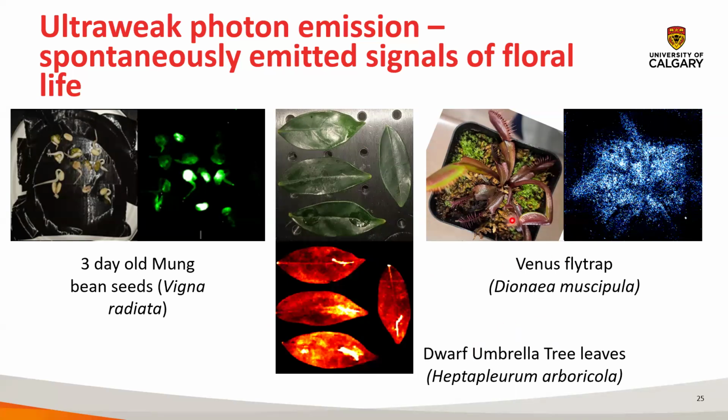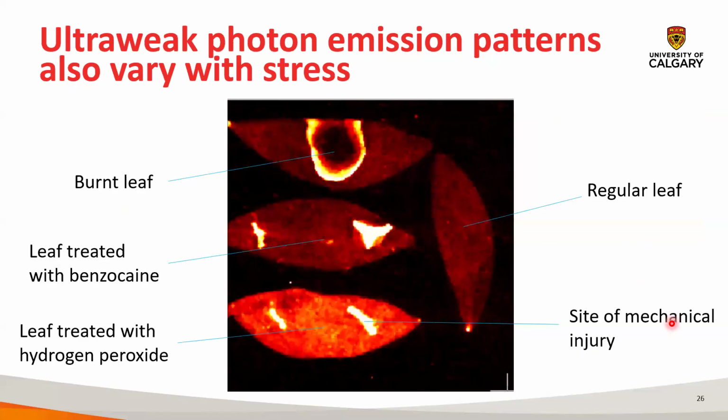But we also did some preliminary studies on the Venus flytrap, and this is the image that we got from that. This was still early on in the history of our lab, so the image wasn't as great quality as what we get today, but it was still interesting to see that we can get it from different plants. And like with the delayed luminescence, UPE also has specific spatial signatures.